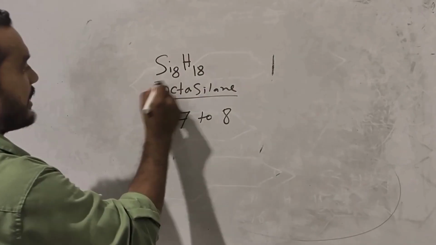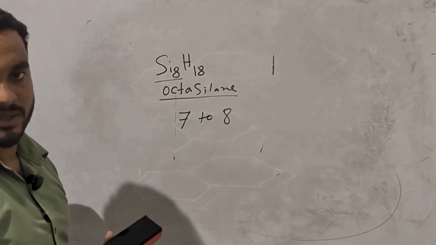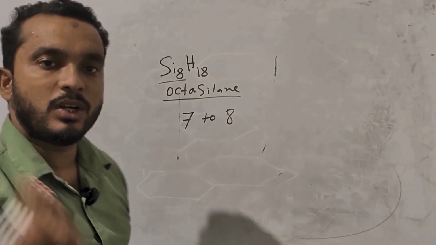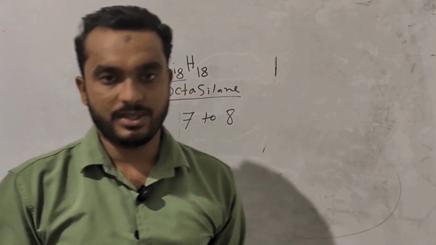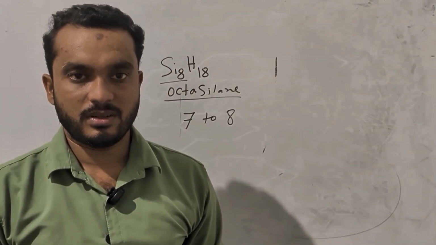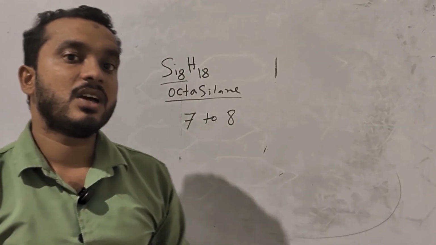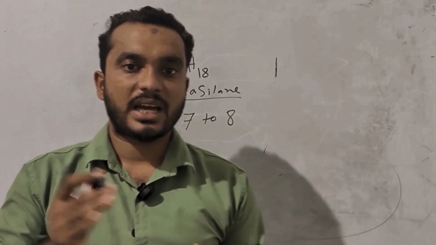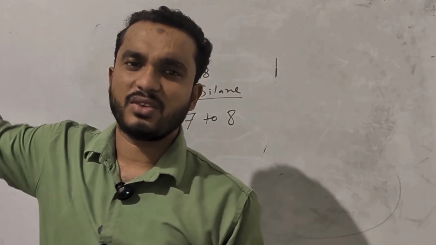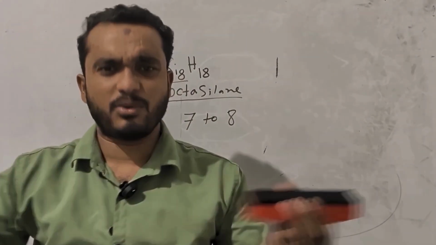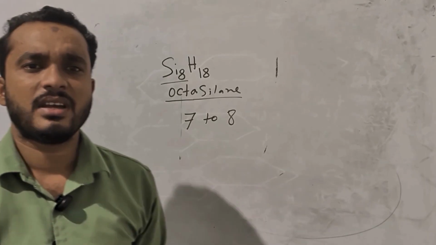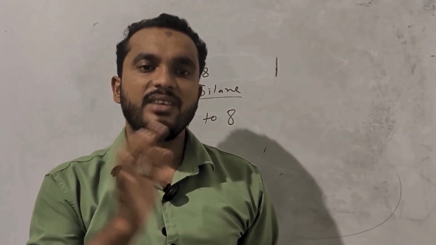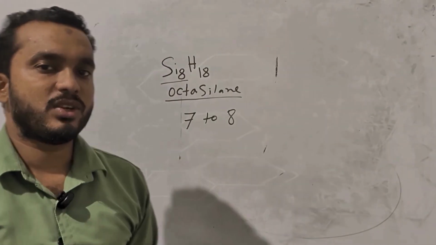Here you see the silicon number is 8. If more silicon atoms are added, they will lose their stability and decompose. But carbon is the only element which can join with many carbon atoms, like 20, 30, 40. That is why it is said that the highest tendency of catenation can only be shown by carbon.